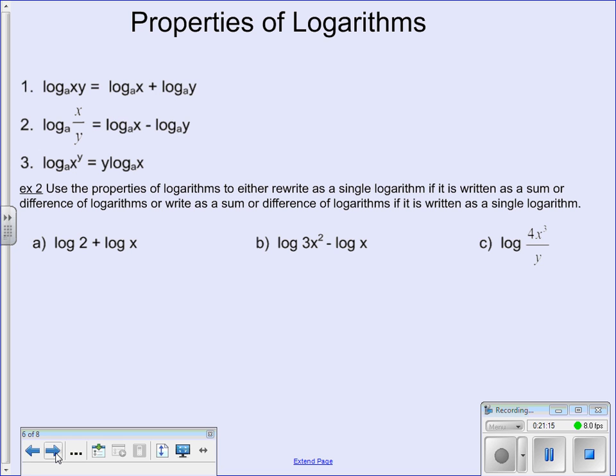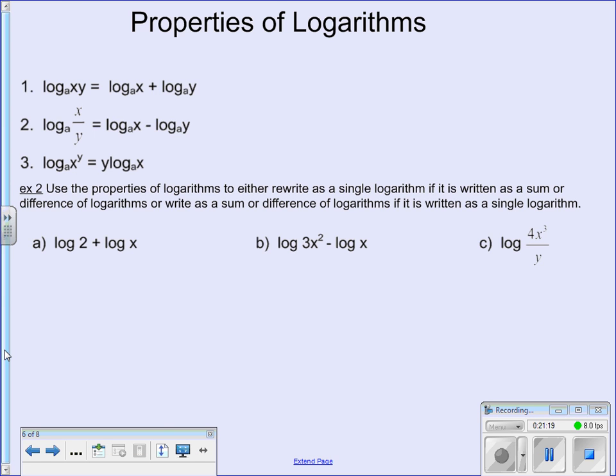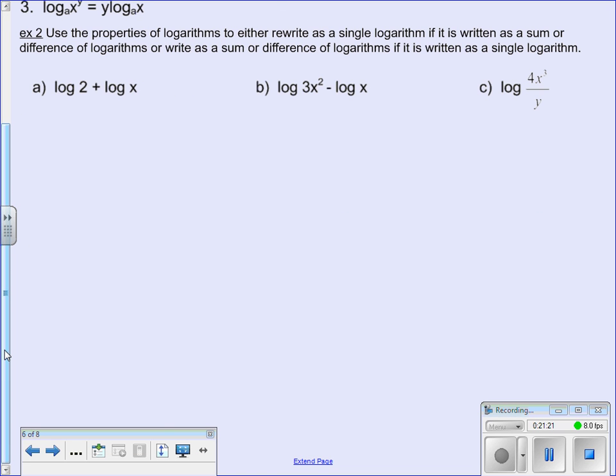Please take a minute to answer A, B, and C. Okay, so let's take a look at these. So this one's fairly simple. The log of something plus the log of something else is the log of the two things multiplied.